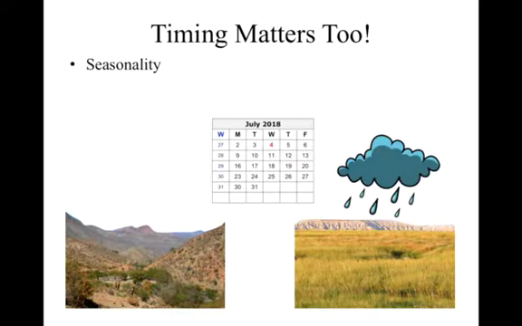Contrast that with the grasslands where most of the precipitation falls in July, August, September. That's the height of the growing season. And so the rain is coincident with those warm temperatures, and that really allows the plants to grow a lot better. You get a lot more diversity in there.